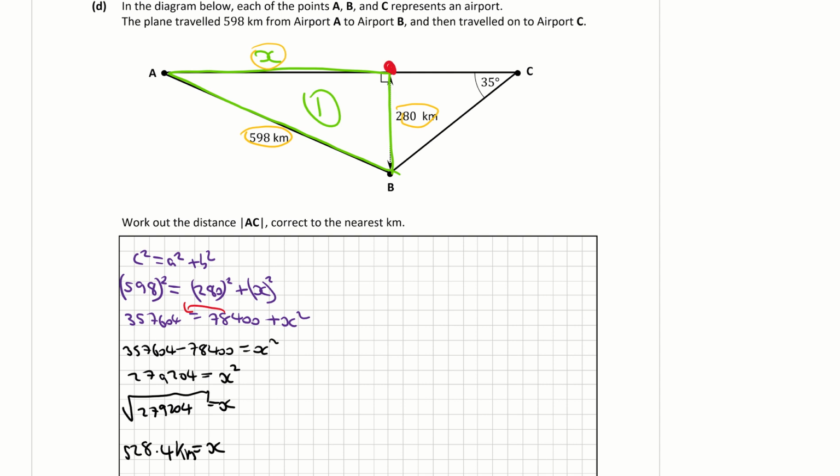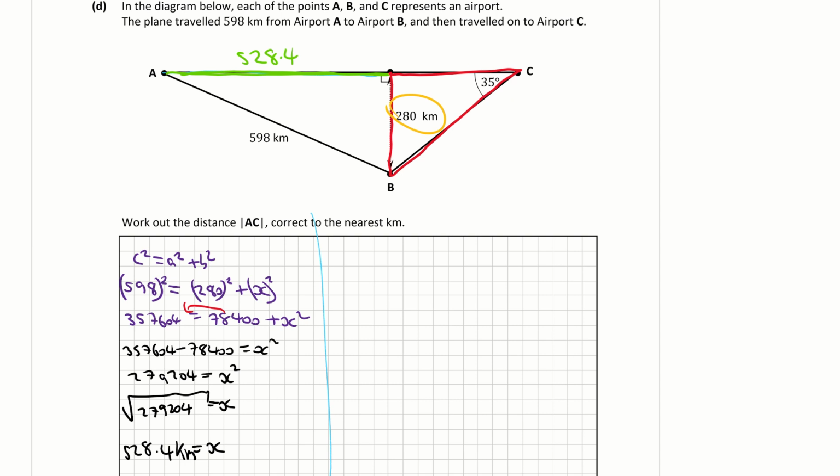Next thing I'm going to do now is let's just clear off my picture. Actually, let's write that in. I have this length here, which is now, let me just put it in a thicker color, this one here, I've got to be 528.4. Next thing I'm going to do is look at this triangle. Now, I have an angle and a length this time, so this is going to be my sine, cos, or tan.